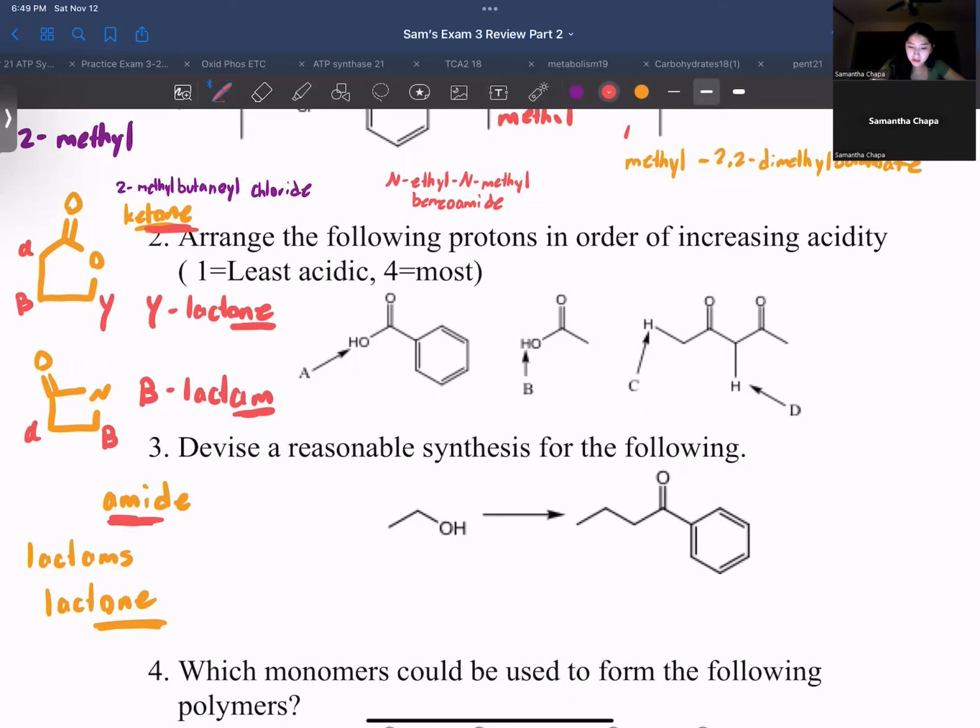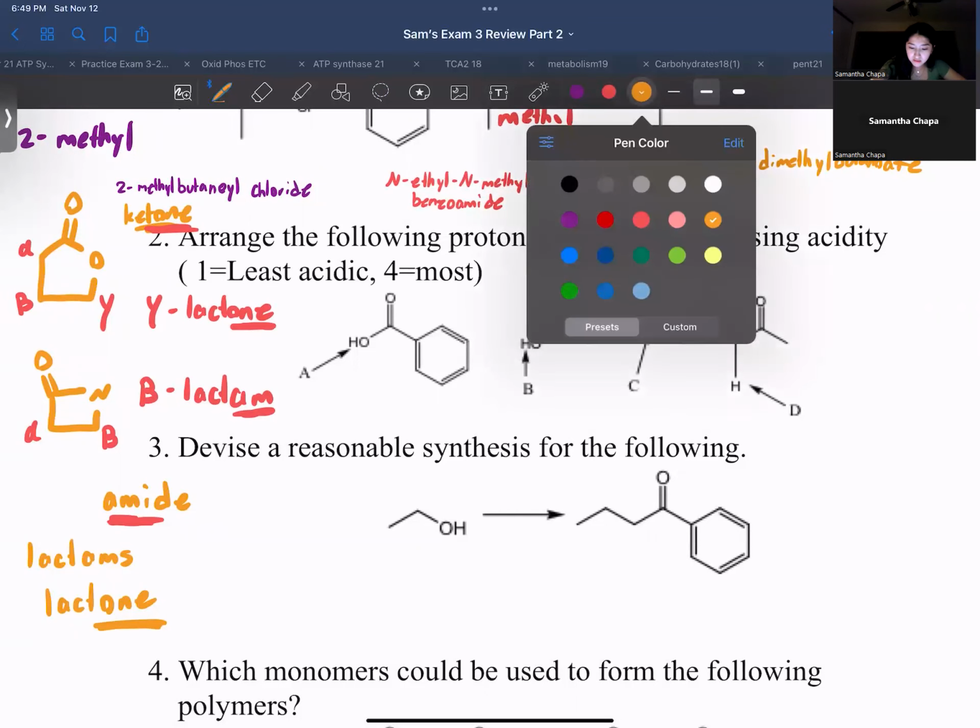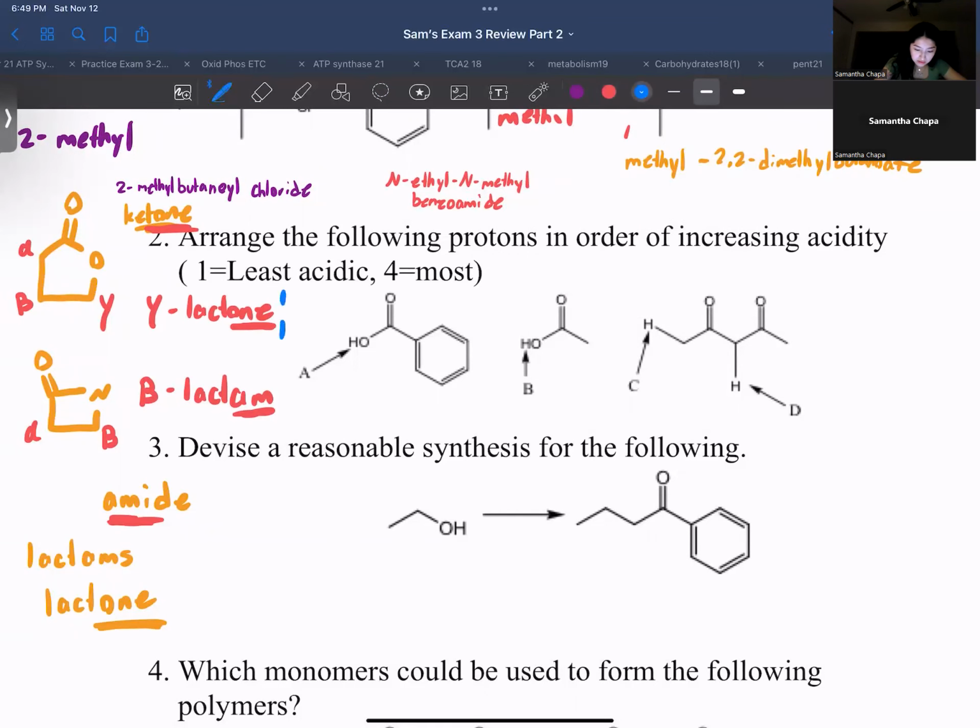I'll leave that there, and we'll concentrate on this next question. Arrange the following protons in order of increasing acidity, from 1 being the least acidic to 4 being the most. For this one, you need to know your pKas.